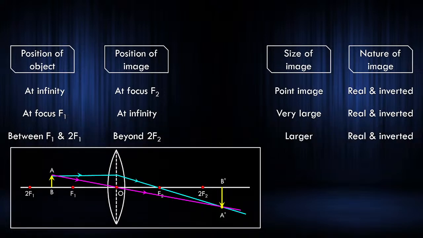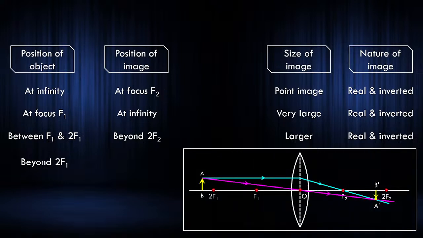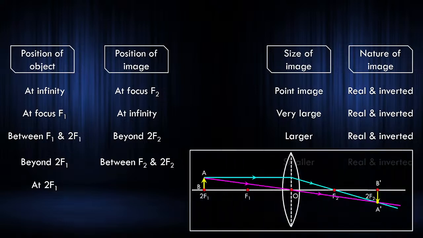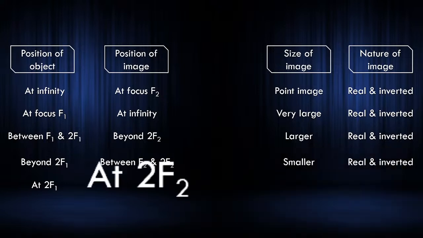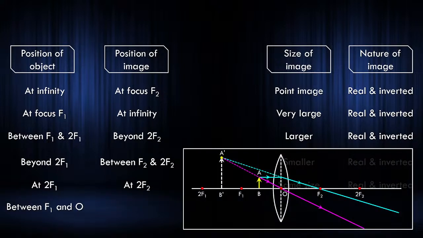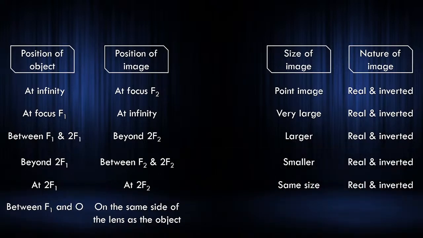Okay, real and inverted. Next, what will happen if the object is kept beyond 2f1? Position of the image will be between f2 and 2f2, smaller in size, and real and inverted. At 2f1, the image is at 2f2, the same size, and the nature of the image is real and inverted. And between f1 and O, the position of the image is on the same side of the lens, very large, virtual and erect.